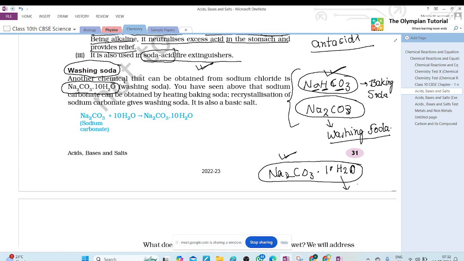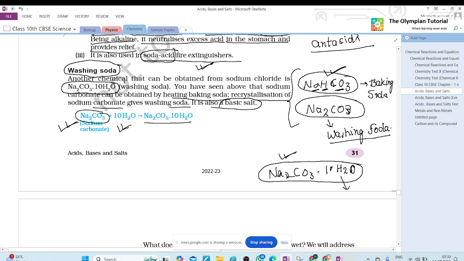Yes, ma'am. So sodium carbonate is washing soda. You have seen above that sodium carbonate can be obtained by heating baking soda. Recrystallization of sodium carbonate gives washing soda. It is also which type of salt? Basic salt. So students, here when sodium carbonate reacts with 10H2O, it gives washing soda. Only this reaction is present in your syllabus: recrystallization of sodium carbonate.